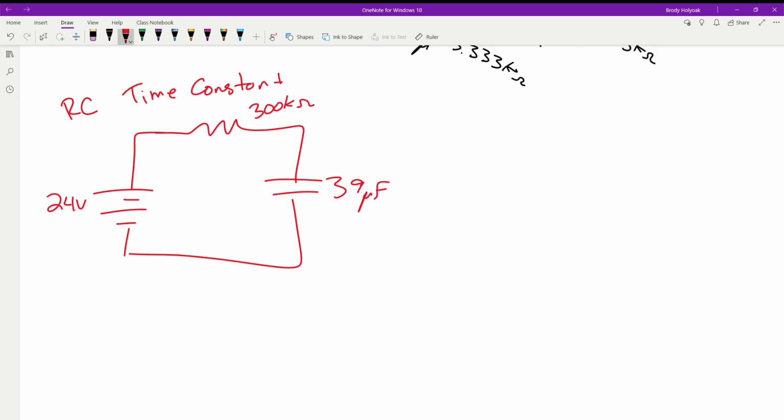Okay? So the first thing we're looking for, again, is tau, which is the time constant. Tau is simply resistance times capacitance. The reason we want to know that is then we'll know how fast it's going to take this capacitor to charge. How long does it take for a capacitor to fully charge? 5 tau.